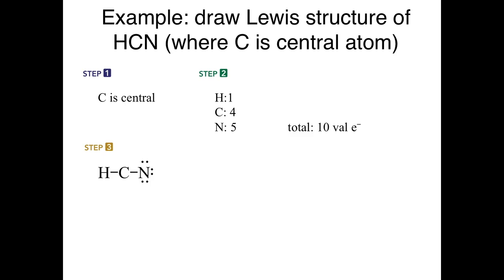So we have used all of our valence electrons. Do we have a full octet for everybody? Hydrogen's happy, it has a duet. Nitrogen is happy, it has 8 electrons. But carbon, again, has only 4 electrons.